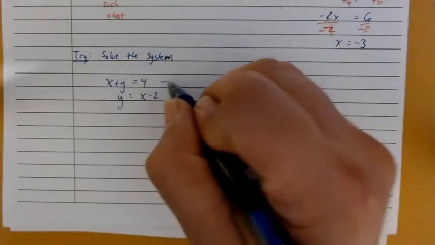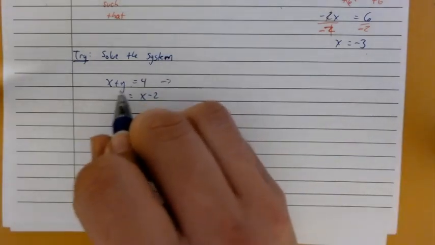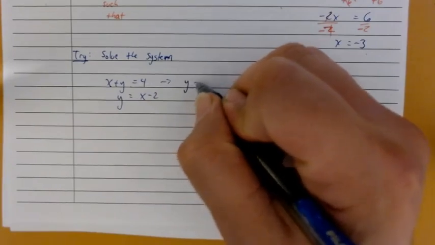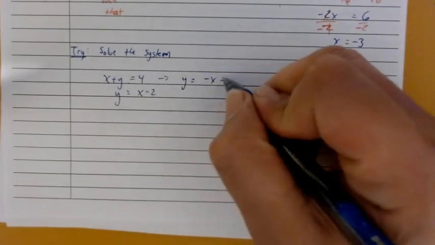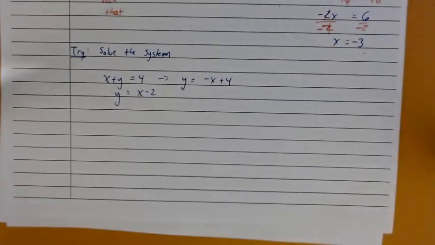So here, let me go ahead and rewrite this one. If I just subtract x from both sides, that isolates my y. And now over here, I have a minus x plus that positive 4. So let me graph both of those equations.